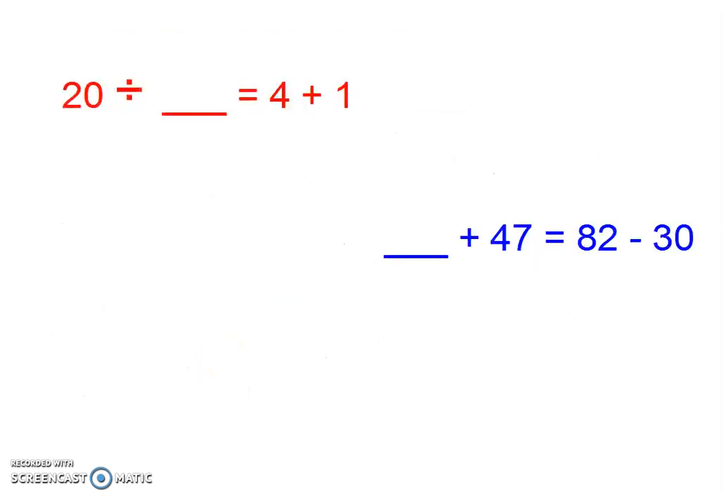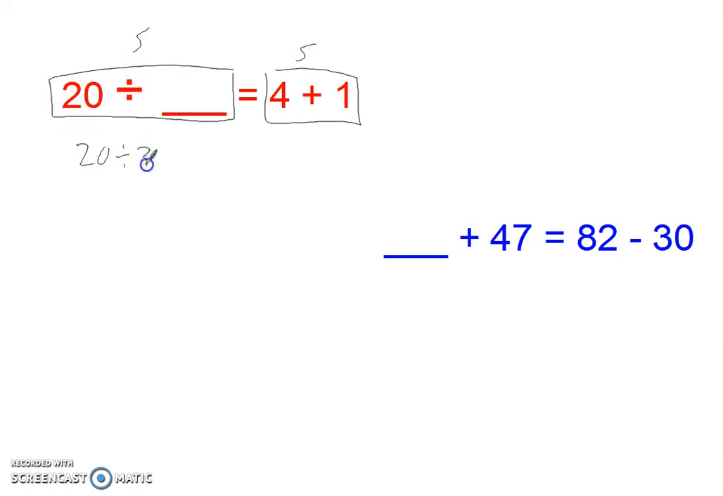Try one more set for you. Box both sides. So we got a 5 here and a 5 here. 20 divided by something equals 5. So I can either do 20 times 5 or 20 divided by 5. Well, it's not going to make sense to do 20 times 5 because that would make it bigger than 20. So how many 5s in 20? 5, 10, 15, 20. That would be 4 of them. So this is 20 divided by 4.